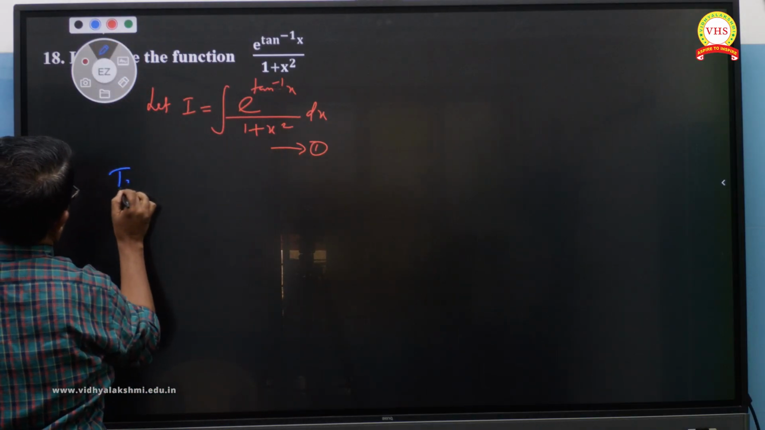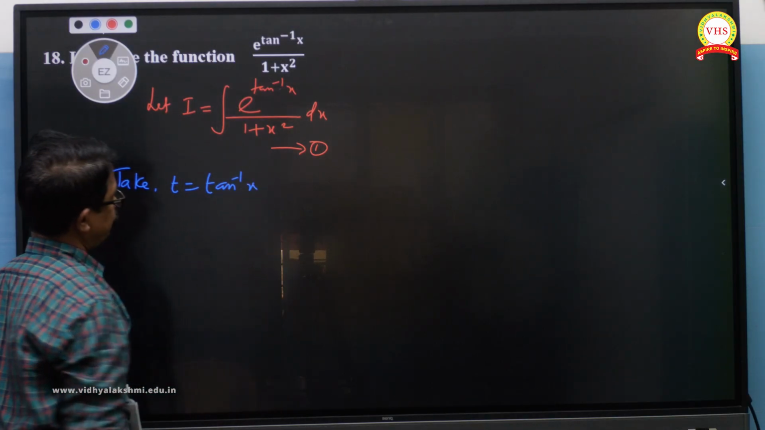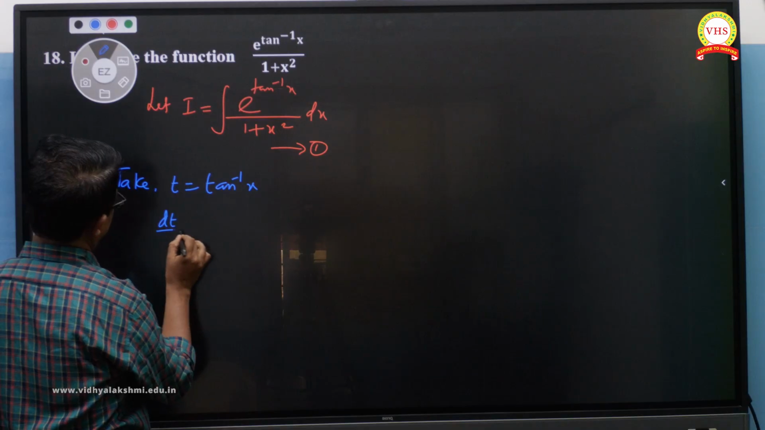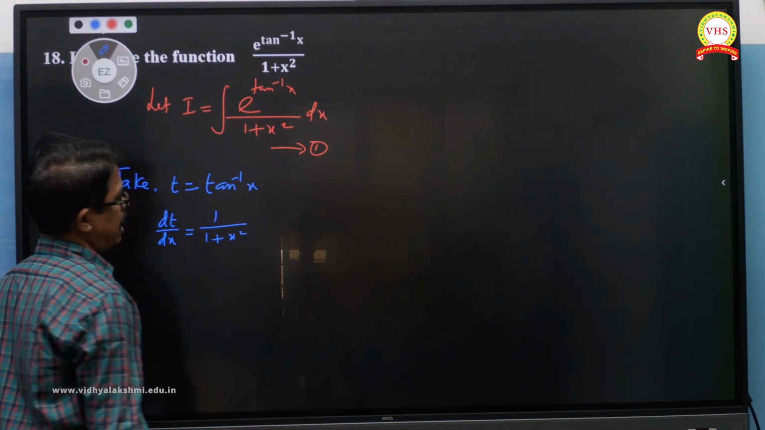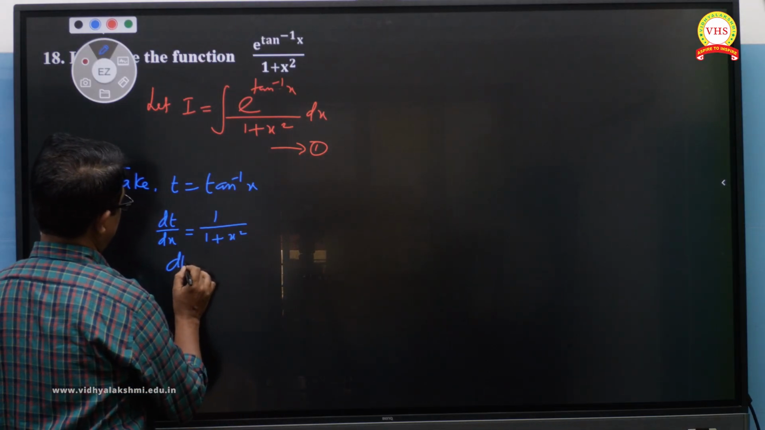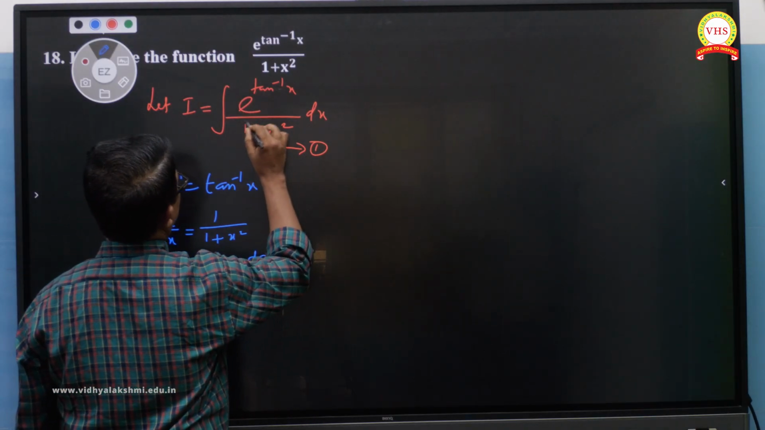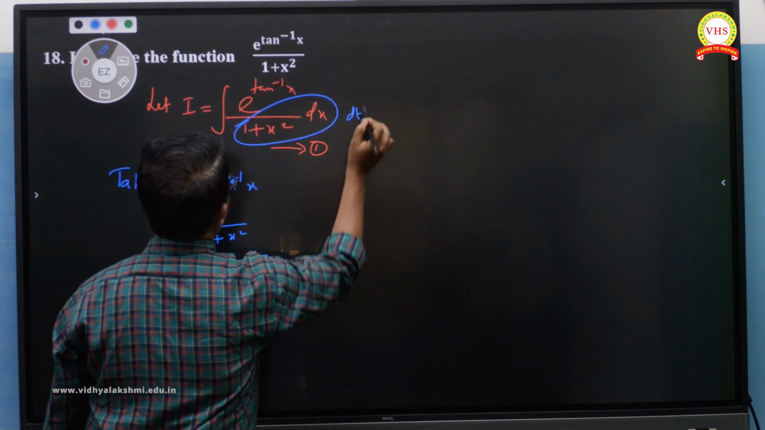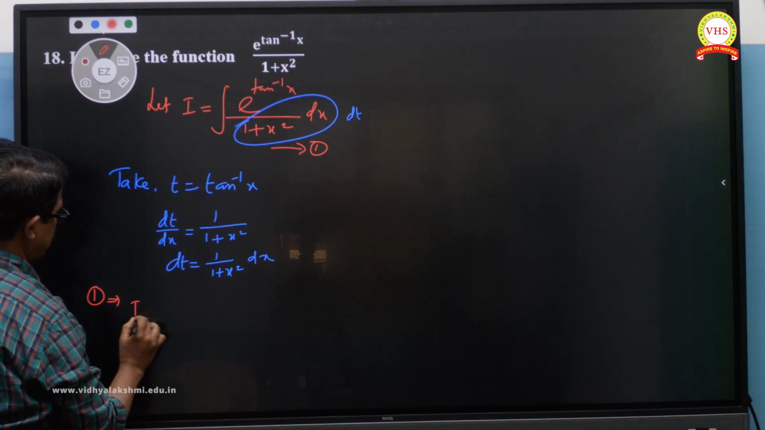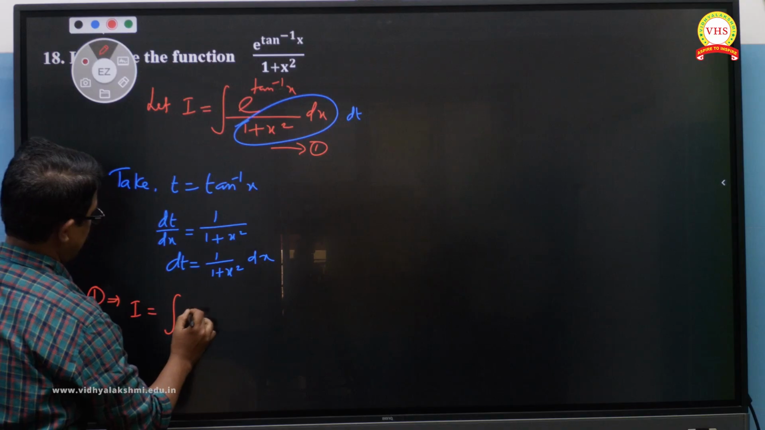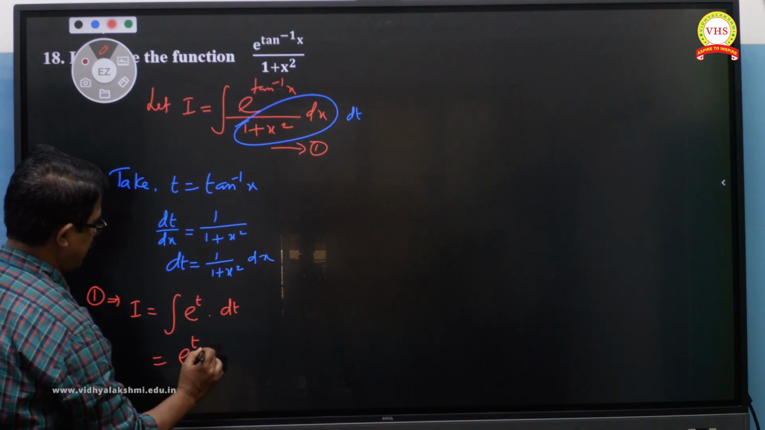Now take the alternate variable, take t as tan inverse of x. Then dt by dx equals the derivative of tan inverse of x, which is 1 by 1 plus x square. That means dt equals 1 by 1 plus x square into dx. Look at this, this is dt. Now finally equation 1 becomes I equal to the integral of e power t into dt. The integral of e power t is e power t plus c.